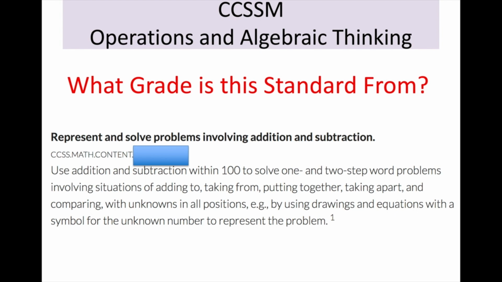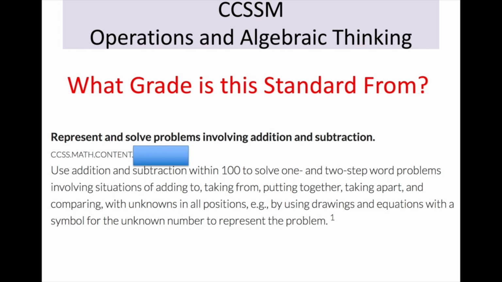Well, here's a sample standard that definitely we see algebraic thinking all over it. So let's read it together, but think about this. What grade do you think this occurs in? This standard says use addition and subtraction within 100 to solve 1 and 2 step word problems involving situations of adding to, taking from, putting together, taking apart, and comparing with unknowns in all positions. Example, by using drawings and equations with a symbol for the unknown number to represent the problem.